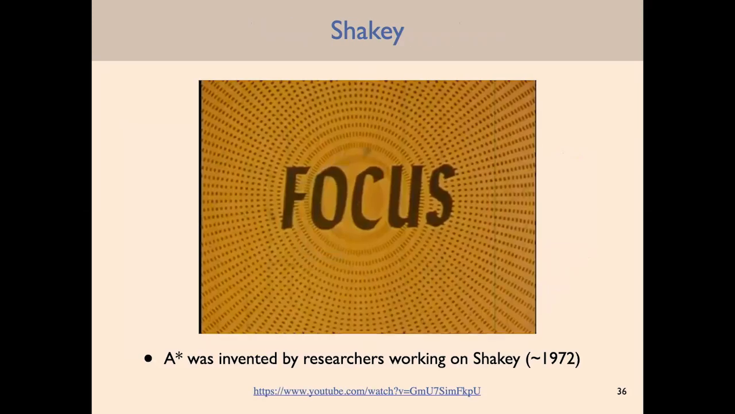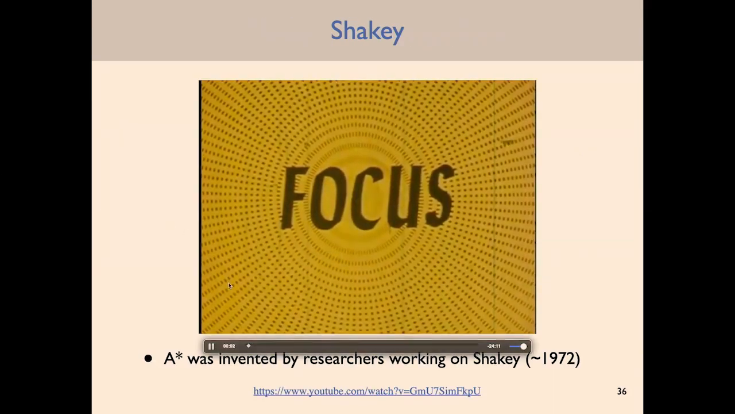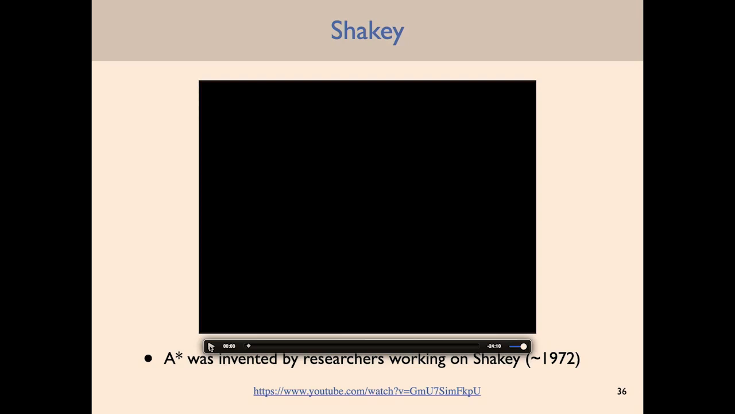All right, so let me just pause this for a second. By taking into account an estimated cost to go, we're making the search much more efficient than it was with the Dijkstra algorithm. I think it's interesting to think about some of the history of A star. The A star algorithm was invented back in 1972 by researchers working on a robot they called Shakey.